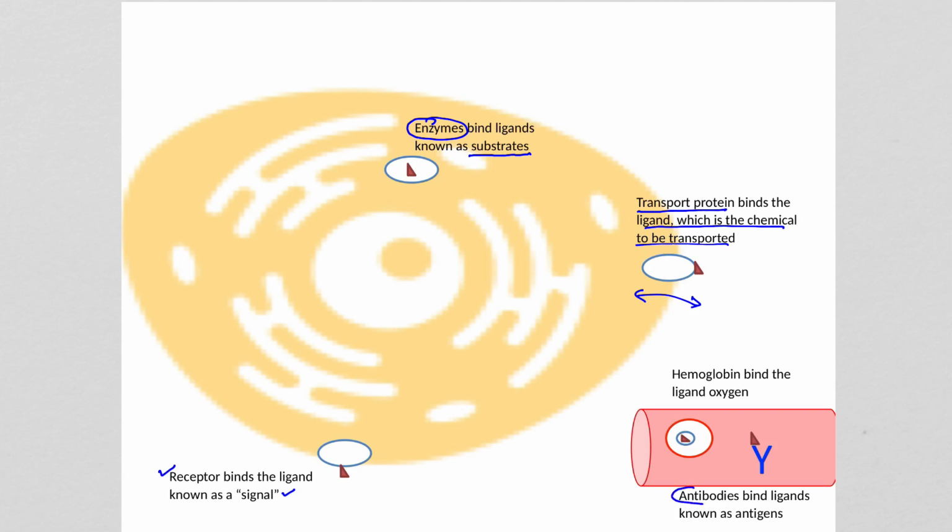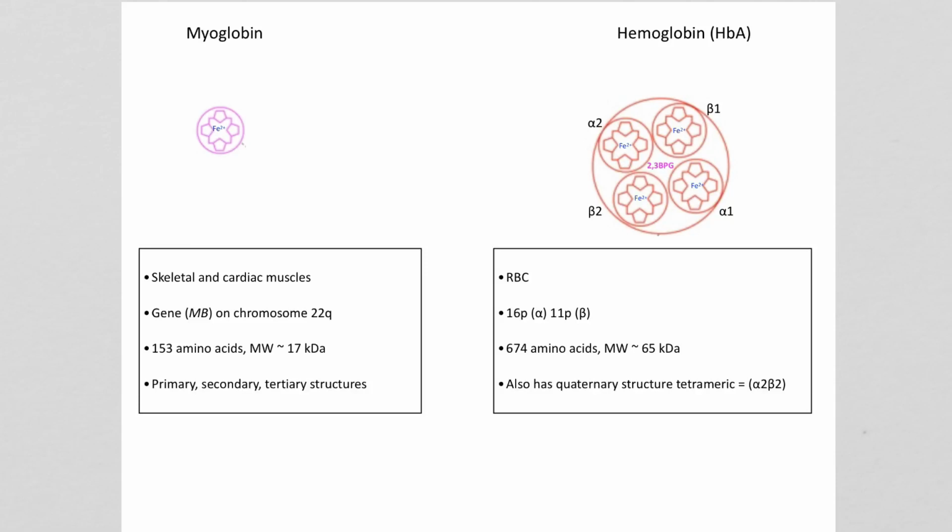Antibodies are proteins that protect us against microbes. They bind ligands that are known as antigens. And in today's video, we shall look at hemoglobin and myoglobin, and these proteins bind the ligand oxygen. Myoglobin is a protein found in skeletal muscles as well as cardiac muscles. Hemoglobin, on the other hand, is found everywhere because it is present in red blood cells.